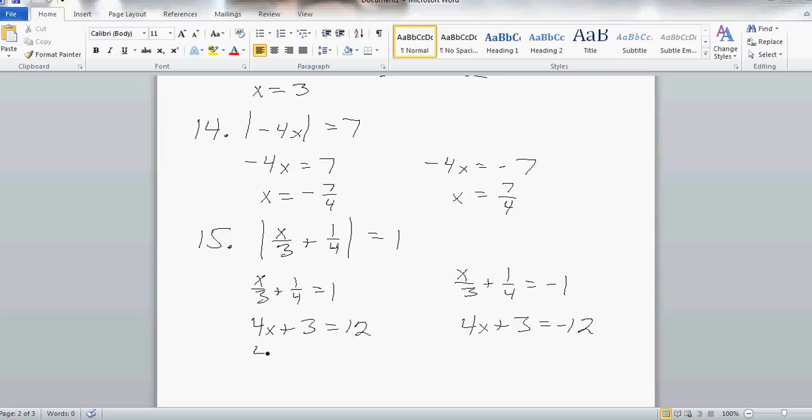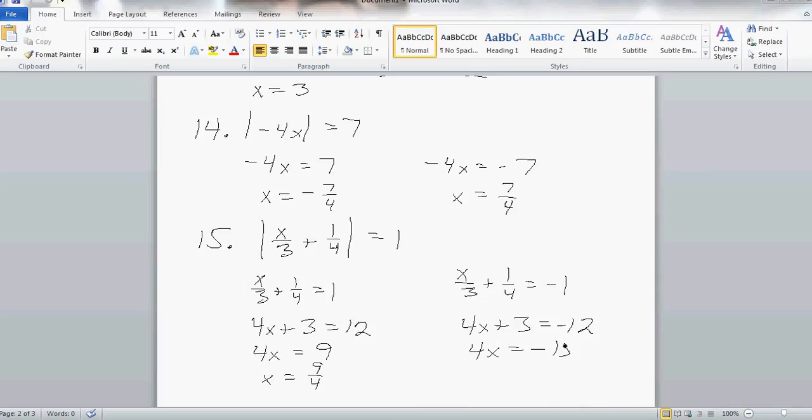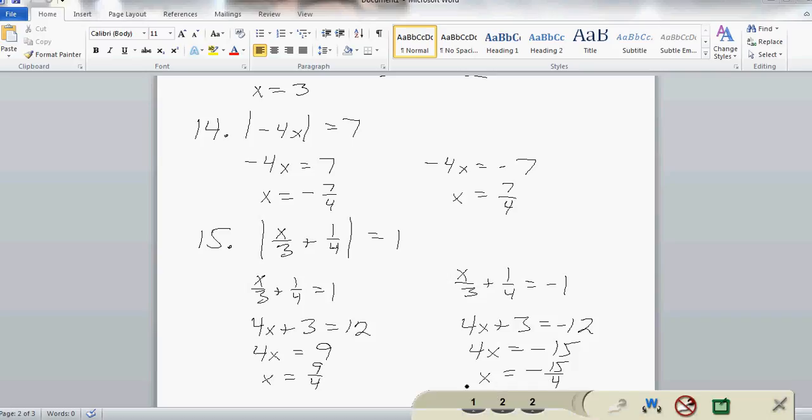Solving, subtract 3 and divide by 4. Likewise, subtract 3 and divide by 4. And a quick check will say, yes, we are done.